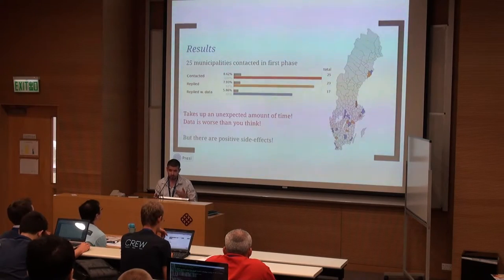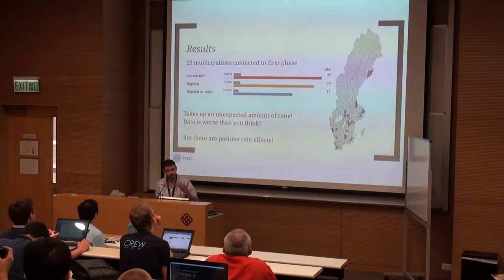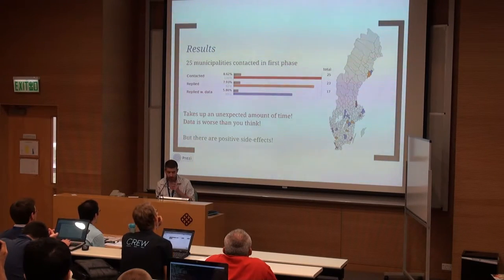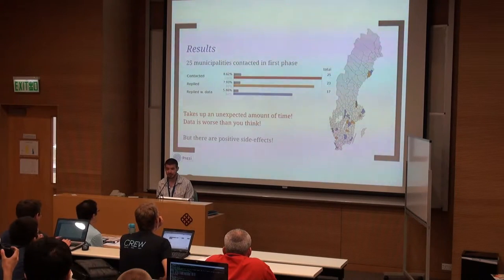So in our first phase, our goal was only 25 municipalities, mainly to show that this could work, and then set up the database structure and all that. We're doing quite well on that goal, but as you can see on the map, that's just a small part of the whole of Sweden.